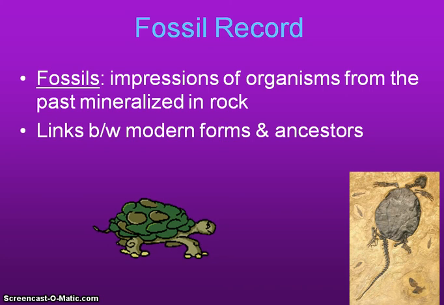The second piece of evidence is the fossil record, and this is probably the most convincing piece of evidence before molecular biology. And fossils are just impressions of organisms from the past that have been mineralized in rock. They could be plants, animals, bacteria, and we can use that fossil record then to do a comparison to see what kind of links there are between these modern versions and what their ancestors look like.